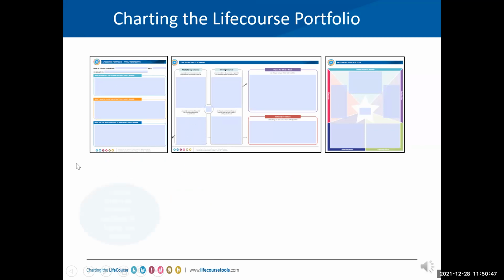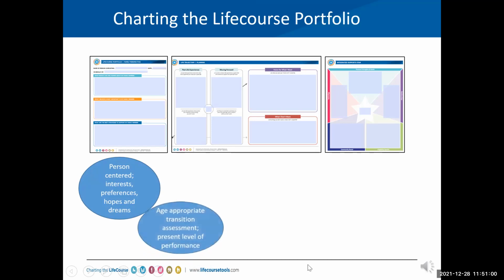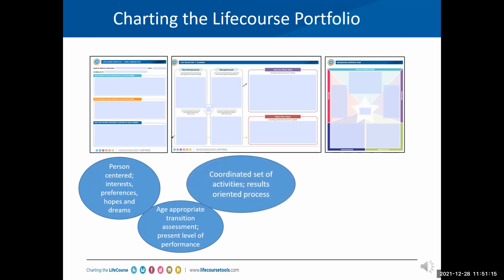And what I've got here are a couple of those terms that you see in IEP and transition planning. This whole concept of being person-centered, and that we need to understand people's interests, preferences, hopes, and dreams. There's that term age-appropriate transition assessment. The principles and tools in Charting the Life Course and other person-centered tools can really help us create that. It also helps us think about present level of performance. Think about that definition of transition: a coordinated set of activities in a results-oriented process.